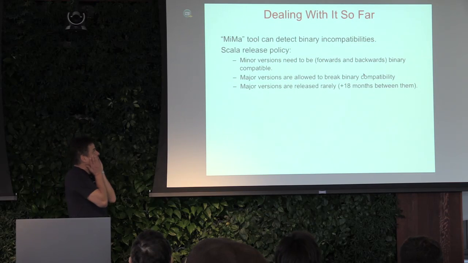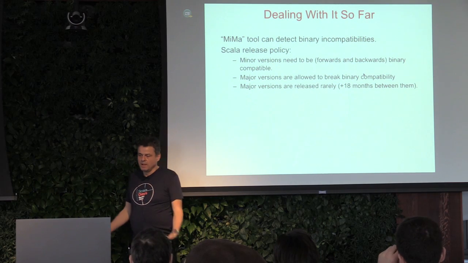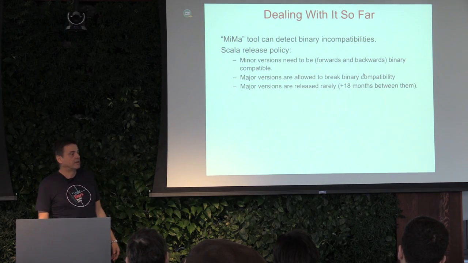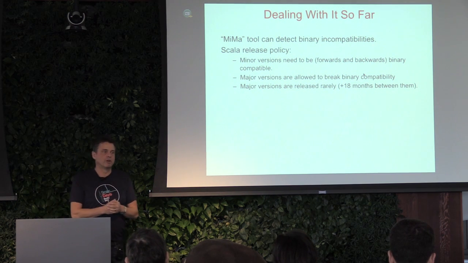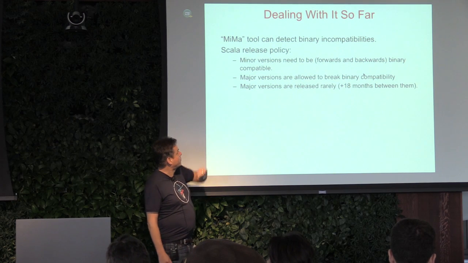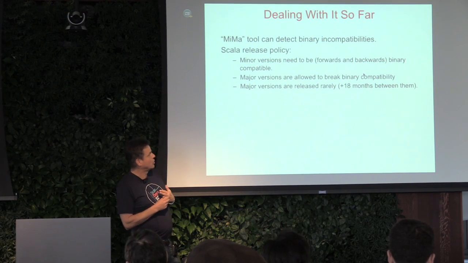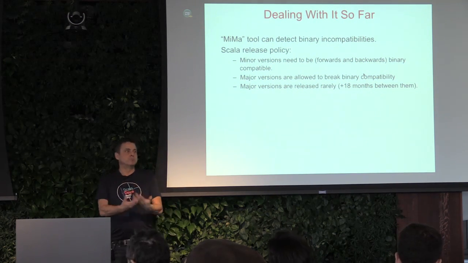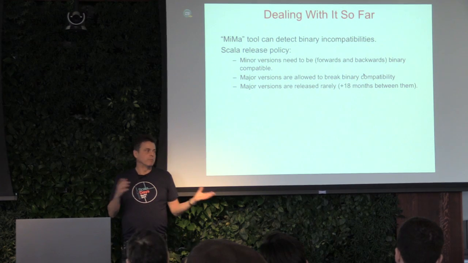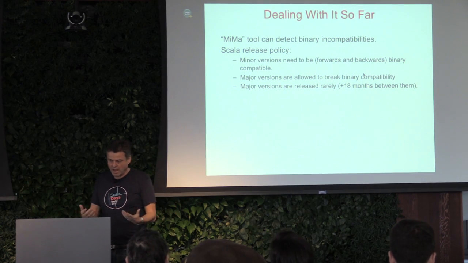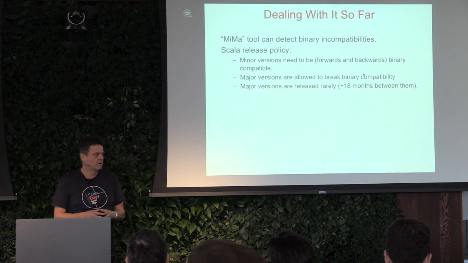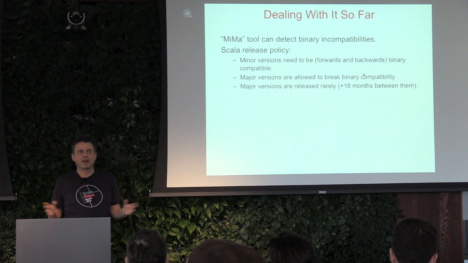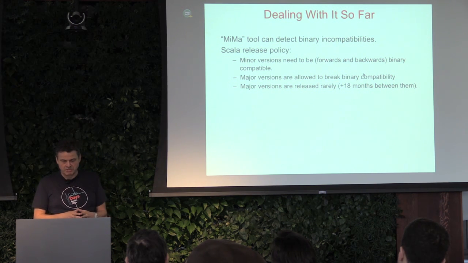So how do we deal with it so far? So we have this migration manager tool, MiMa, that can at least detect binary incompatibilities. So that's already a big step forward, because it now means that we can actually have a policy that we can check, that we can control, that at least minor versions must be binary compatible, backwards and forwards going. And we have had this policy since, I think, 2.10 or 2.11, I'm not exactly sure, but now for a while already we have this policy, so with minor version changes, there's nothing to fear.